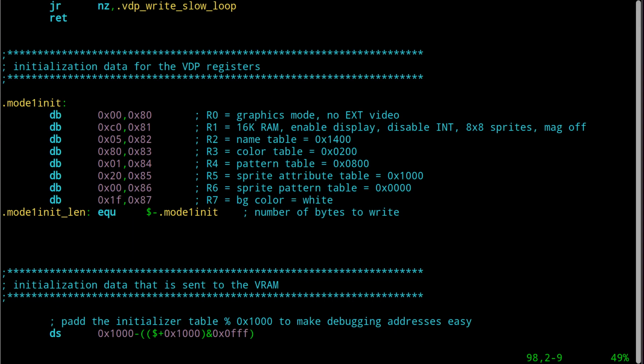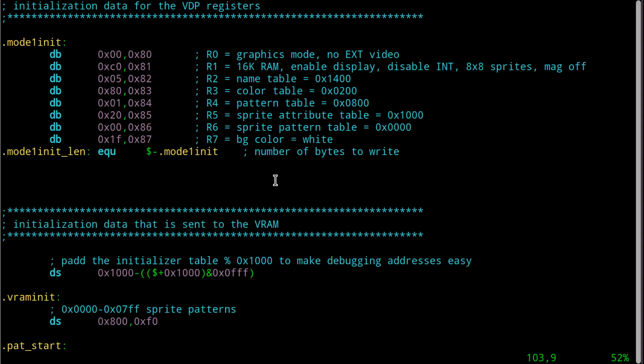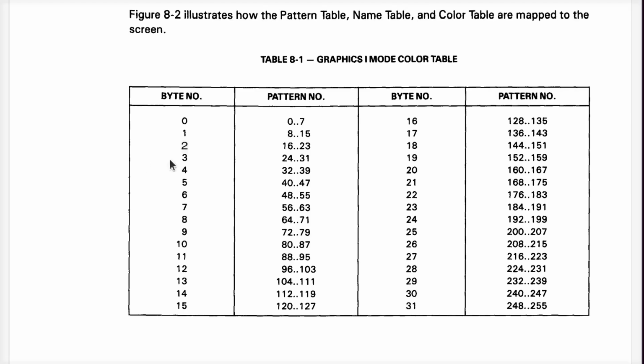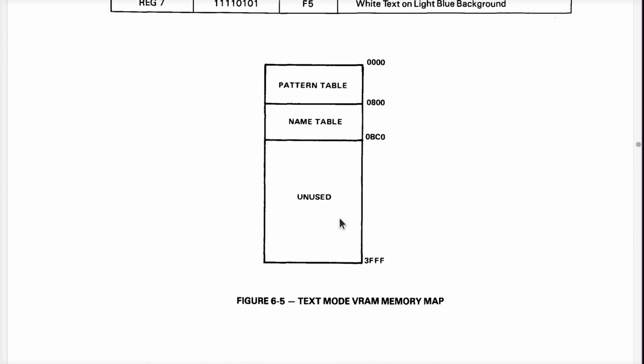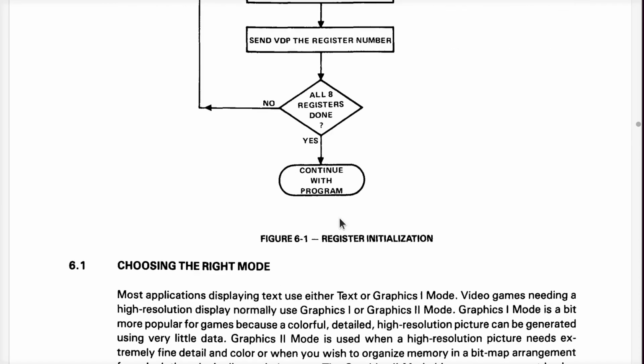So there's our loop. We just looked at it. So how do we configure this stuff? Well, here's my mode initialization. Where do I get all these values? How does this work? If we go back over to here and we look at this table up here that says here's graphics mode 1, and I said, I don't care, I'll just use what they say.